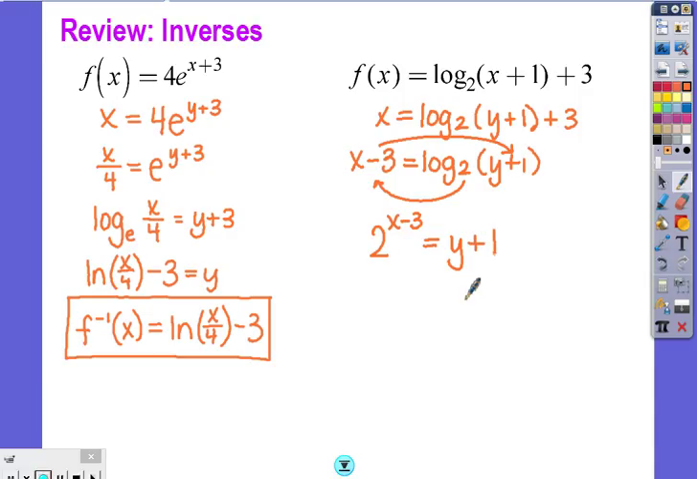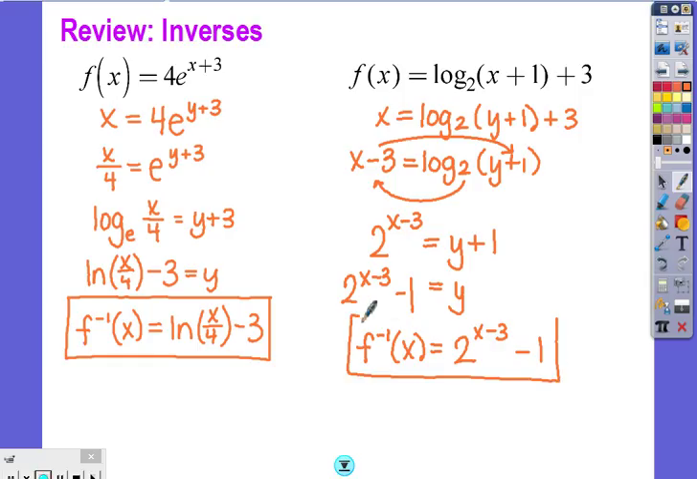Our y is almost by itself. And there's our inverse function. Hopefully you guessed that the inverse of a log base 2 is going to be an exponential, 2 to the x.